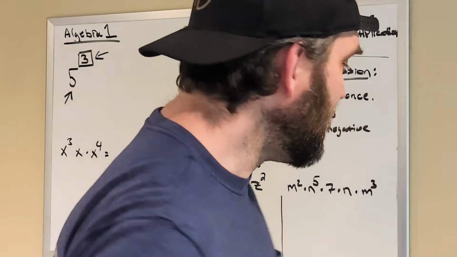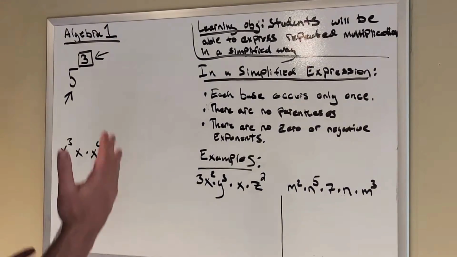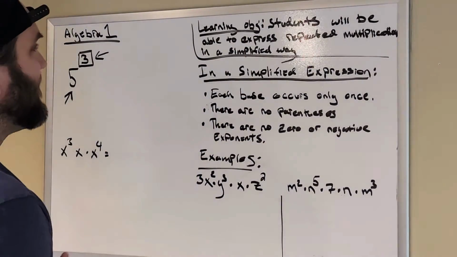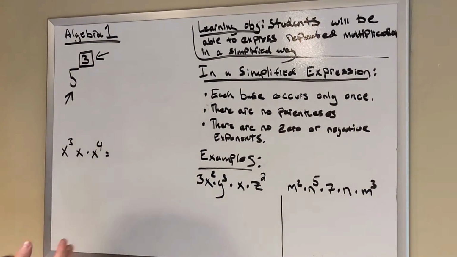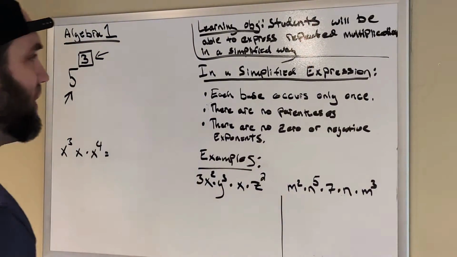All right, today let's take a look at what our learning objectives are going to be. Students will be able to express repeated multiplication in a simplified way. Okay, simplified form.